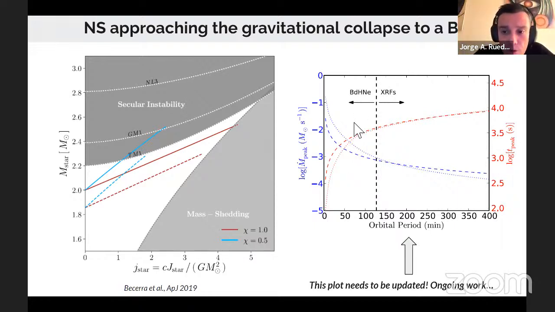This is an old plot that we are updating now with Laura. There's ongoing work on updating the maximum orbital period of the system in which you form a black hole. That depends on a variety of parameters, and we are trying to explore most of them and will inform all of you about those results in a forthcoming paper.